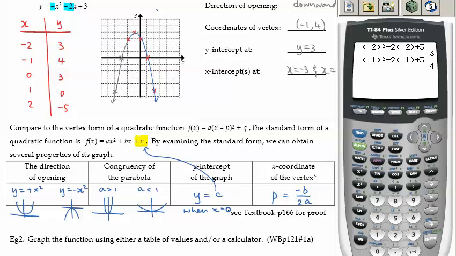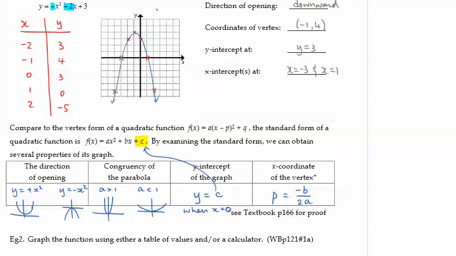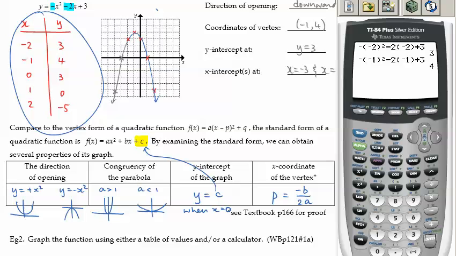So when it comes to a quadratic function that looks like this, y equals negative x squared minus 2x plus 3, instead of creating a table of values like this one, I can get a graphing calculator to do the whole thing for me.